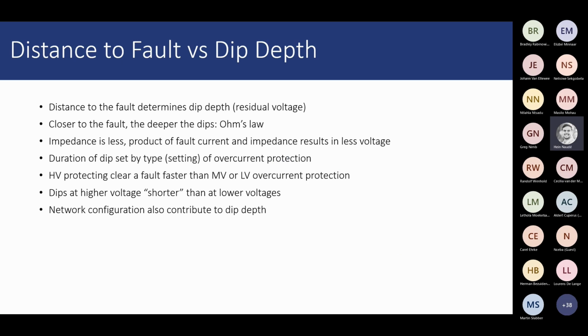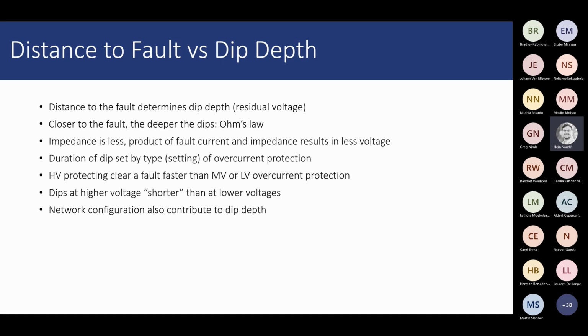Okay, so the distance to the fault versus the dip depth. The distance to the fault determines the depth of the event or residual voltage. The closer you are to a fault, the deeper the dip, and that's just Ohm's law. So the impedance is less, so the product of the fault current and the impedance results in less voltage.